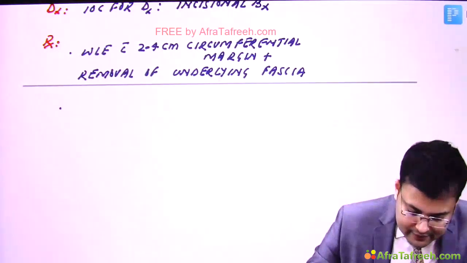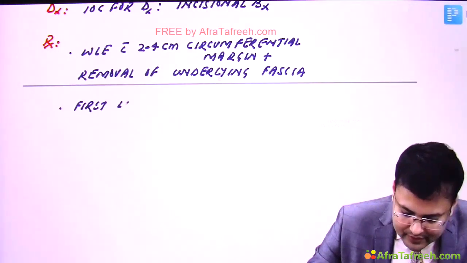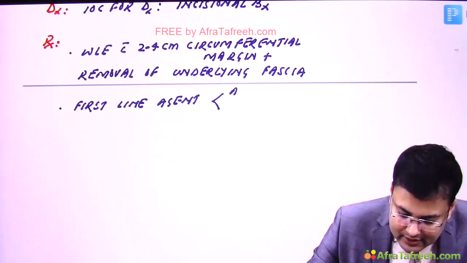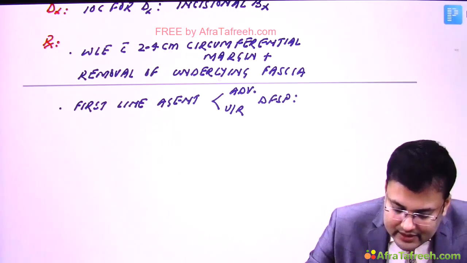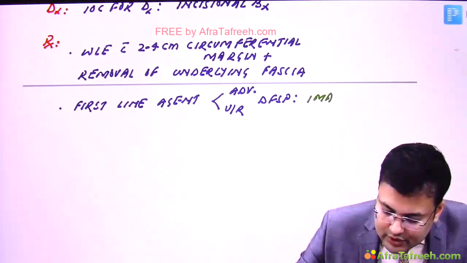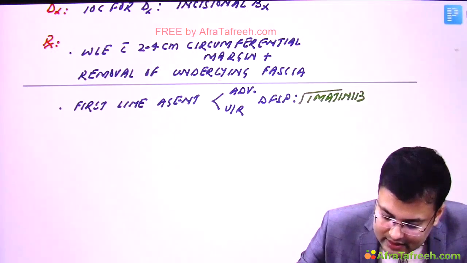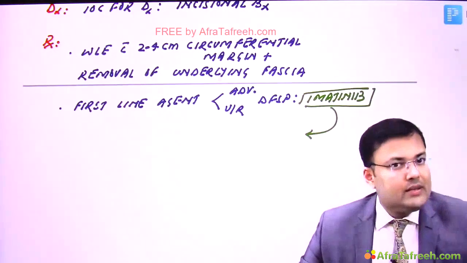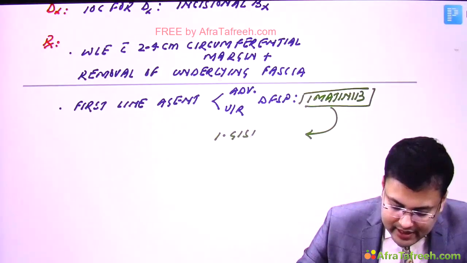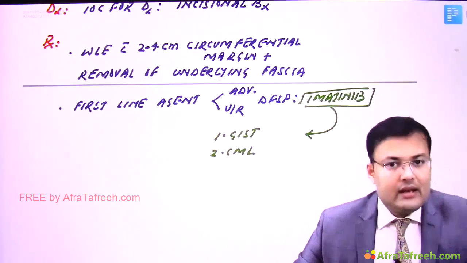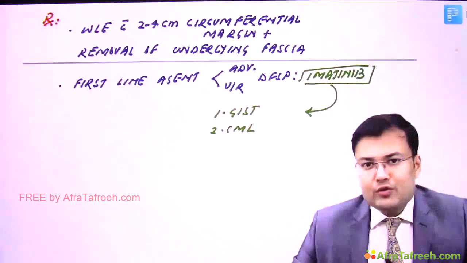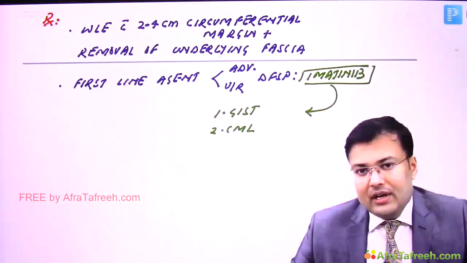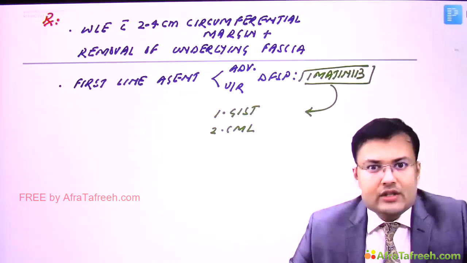So what is the first line agent for advanced and unresectable DFSP? This is imatinib. Clear? So one of the indications is what? Advanced and unresectable DFSP. Imatinib is the first line agent for GIST as well as CML. GIST is gastrointestinal stromal tumor, CML is chronic myeloid leukemia. So this is how we are going to manage DFSP. It's very, very important. You will get 1 or 2 questions related to this in one of the exams.